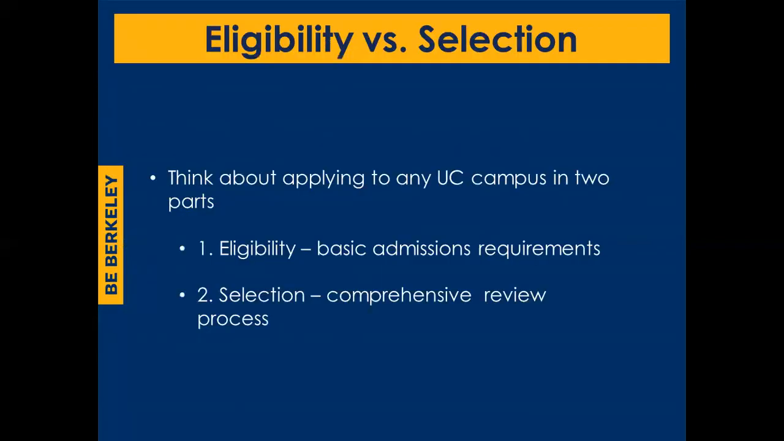When applying to the UC, you want to think about it in 2 parts: eligibility and selection. Eligibility is essentially the basic admissions requirements. Selection is what we call our comprehensive review process, and selection becomes necessary for selective schools like UC Berkeley, where there's a lot of demand and we receive a lot of applications.